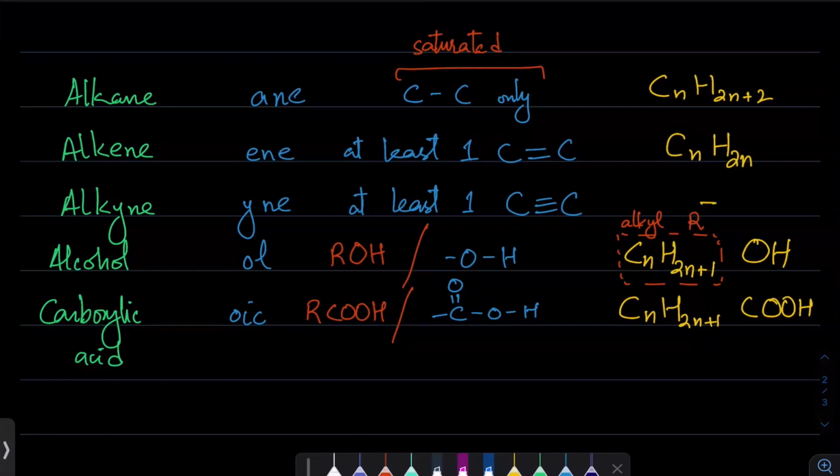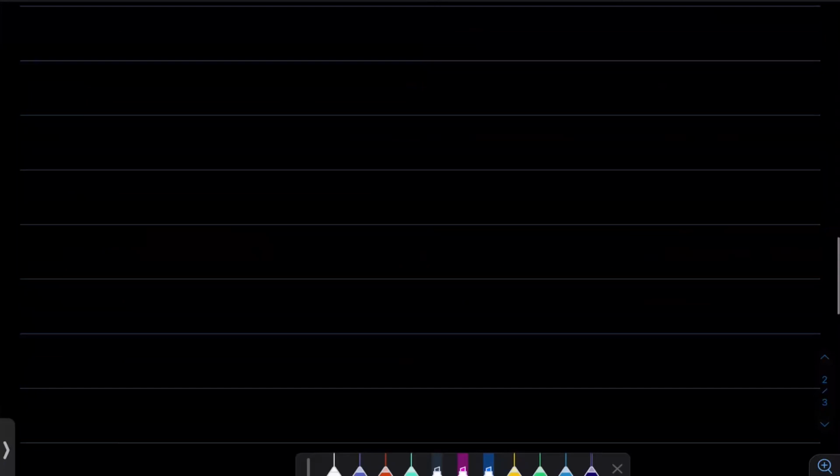Okay, so I'll help you out with them. I need you to take out your pen and paper and work with me on this. So let's start with alkane. Okay, here's what you have to do. Pick any number between 1 and 6. Let's say I pick 4. So I'll put 4 carbons in a row.